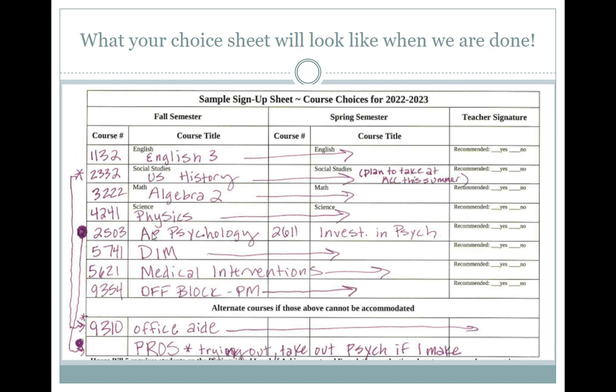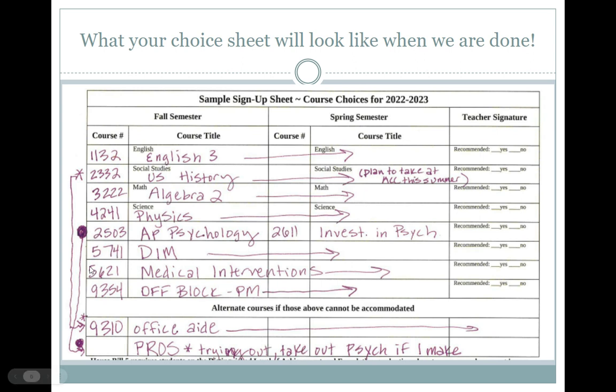I also want to take AP Psychology. So it's not a full year course. It's 2 semester courses. So I have to put the 2 course numbers and the 2 names. However, I'm putting a circle here and drawing it down. I plan on trying out for pros or PALs. So if you're going to try out for PALs, you're going to put a little note here saying, if I make it in to PALs, take me out of psychology.